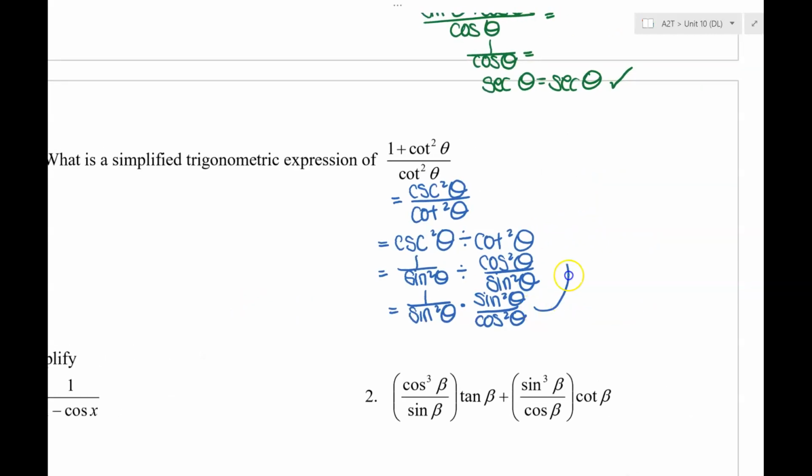Okay. I'm running out of room vertically, so I'm going to draw an arrow. Well, the sine squareds cancel out. So I'm left with 1 over cosine squared theta. I cannot leave it like this. It is not simplified because it's not one trig function.